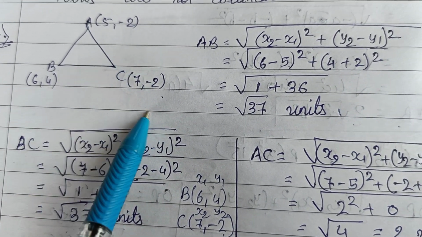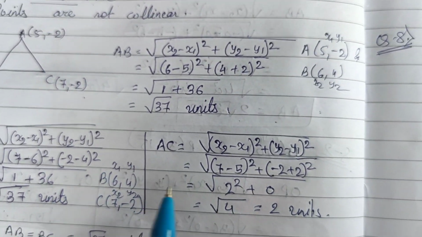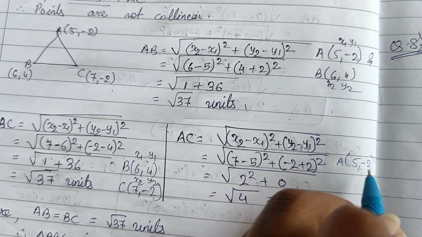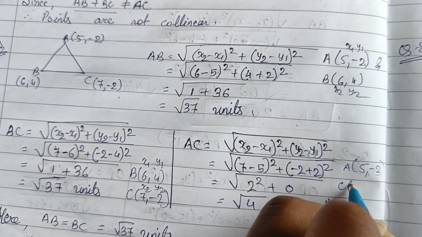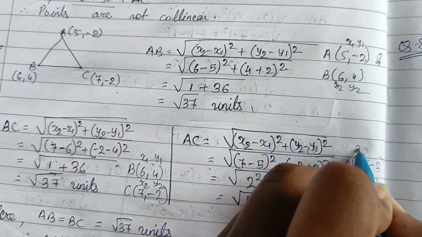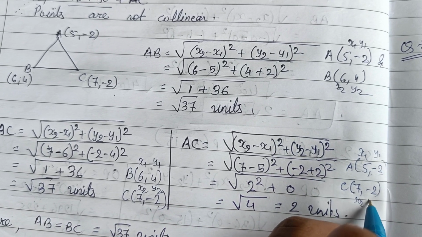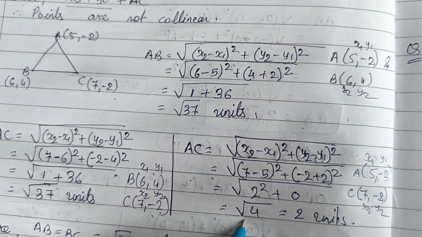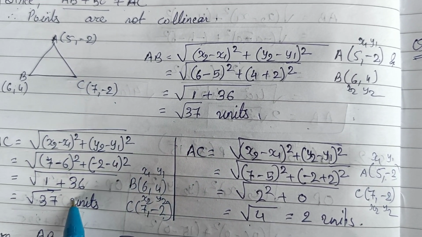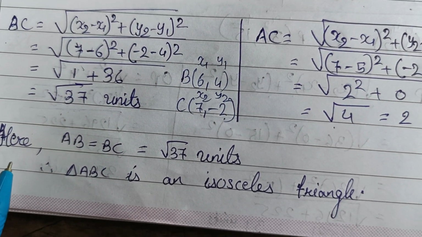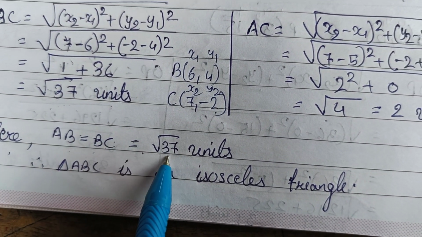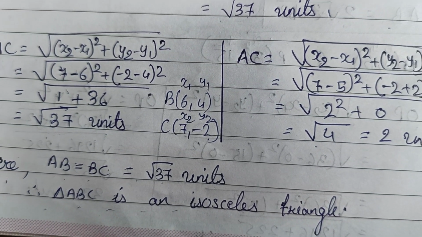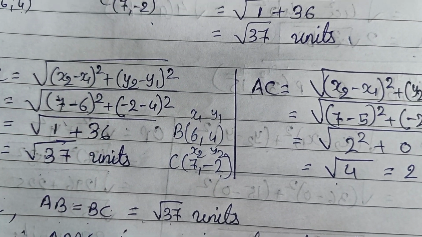Then go for AC. AC will be the same. A point will be (5, -2) and C point will be (7, -2). So this will be your x1, y1, this will be your x2, y2. Substitute in the formula and you will find AC. Now see, AB and BC are coming equal. So write it down: AB is equal to BC, which is root 37 units. Therefore triangle ABC is an isosceles triangle. The given condition is satisfied.